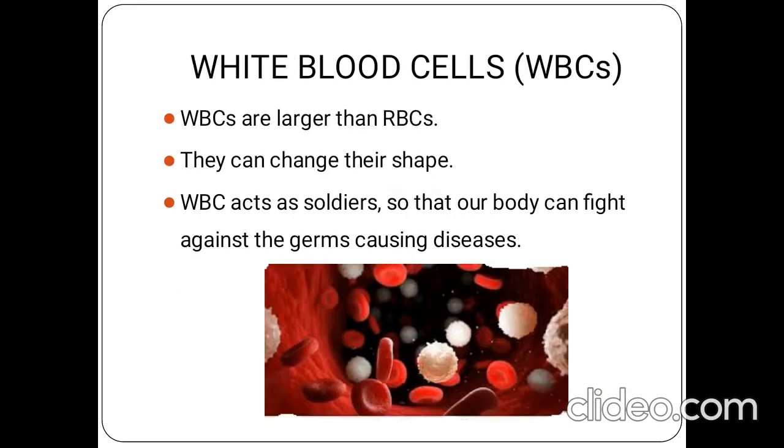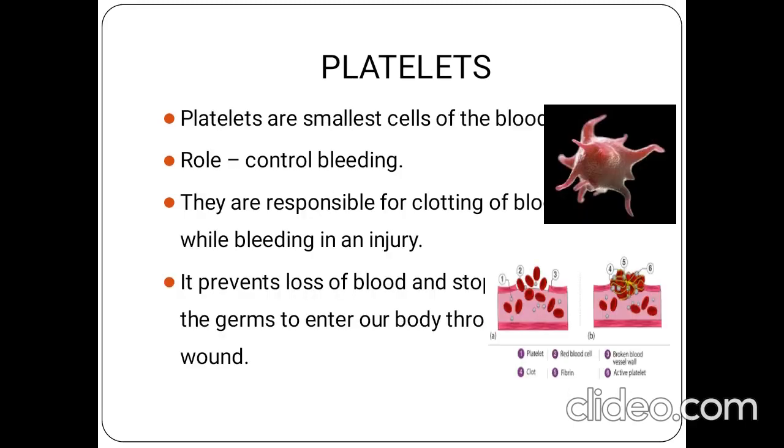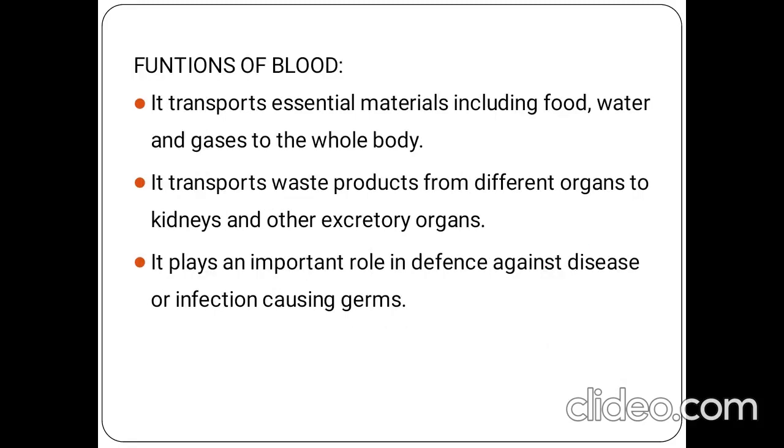Next, we are going to see about white blood cells. These are larger than RBCs. They can change their shape and act as soldiers for fighting against disease causing germs. Next, platelets. These are the smallest cells of the blood. They control bleeding by clotting the blood. Okay, the functions of the blood are to transport essential materials to all parts of the body. In return, it collects the waste products from different parts for purification. Next, it plays a vital role in fighting against disease causing germs.